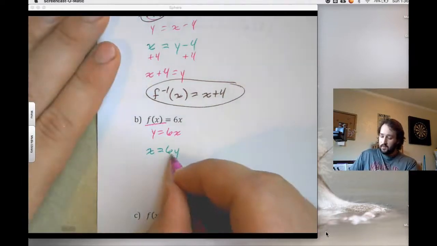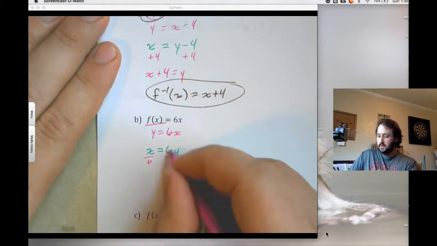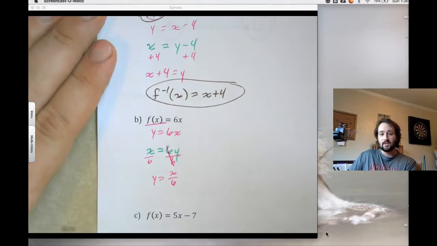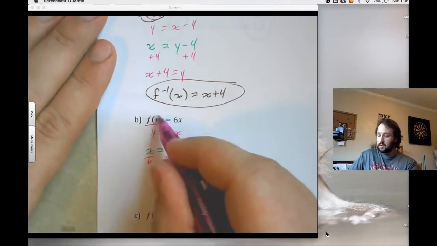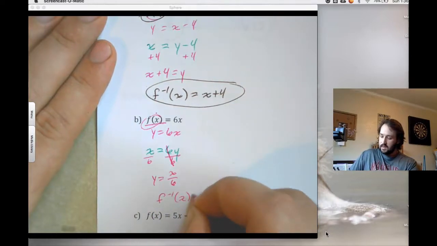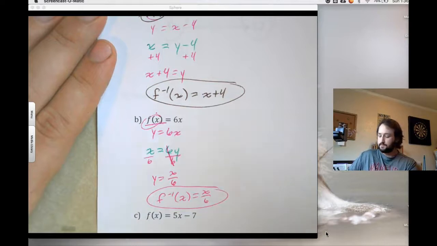In order to solve for y in this, I need to divide both sides by 6. So that makes 1. I have y equals x over 6, or 1/6 x. But again, the original is named f of x, so I need to say f inverse of x equals x over 6. That will be our inverse function.